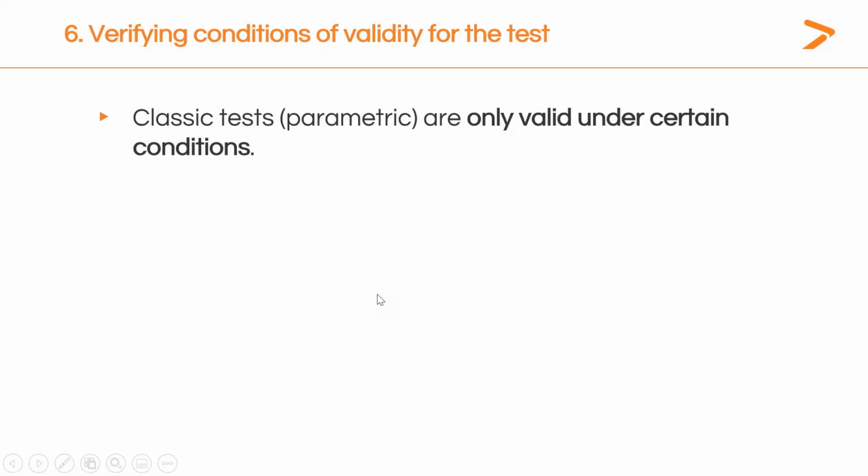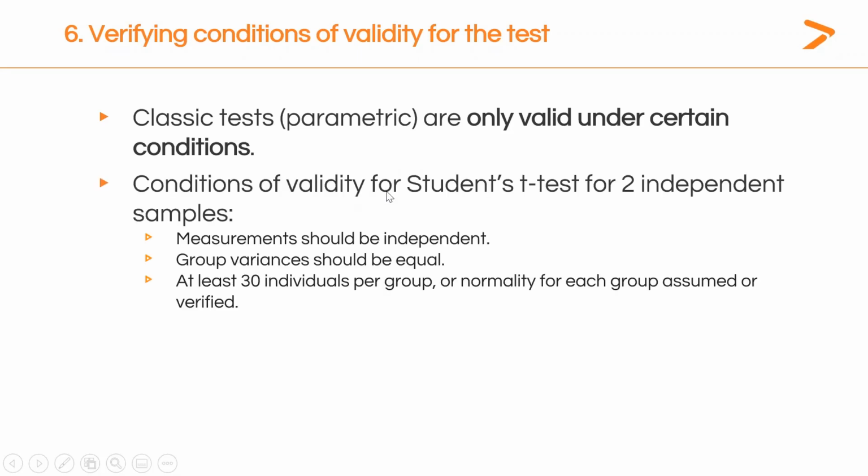So we gather the data. There's something important we should verify before launching the test. Classic tests, or parametric tests, are only valid under certain conditions. For instance, Student's t-test for two independent samples, which is the test we chose before, is only valid under these conditions.